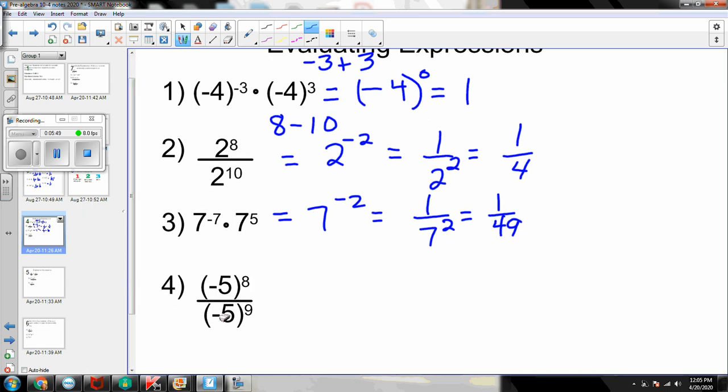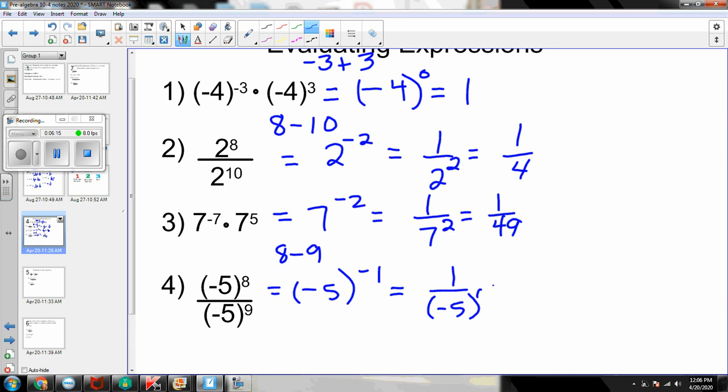All right, looking at number 4, we have division. Remember, on division, we subtract our exponents. So we're going to take 8 minus 9. When you do 8 minus 9, you get a negative 1. So this is the number negative 5 to the negative 1 power. Since my exponent's negative, I have to move this negative 5 to the denominator, and it becomes the first power.